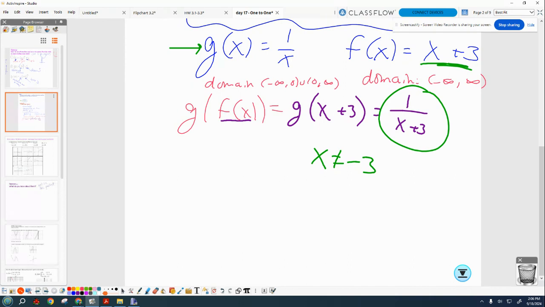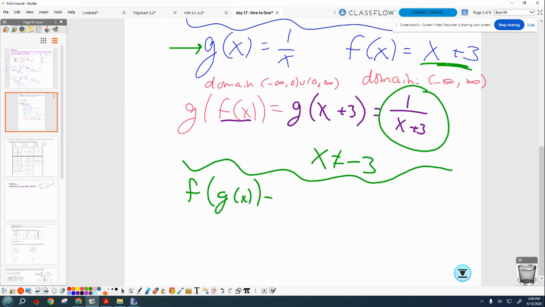So here we just did g of f of x. Grace is asking f of g of x, which is f of 1 over x, which would be 1 over x plus 3. That, we weren't allowed to put in 0 in the first place?